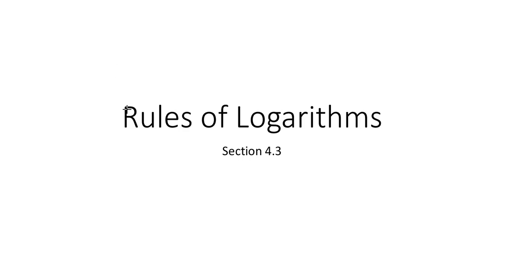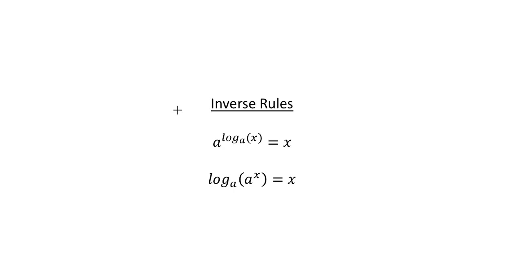Hello. Today we're going to be looking at section 3.4, which covers different rules for logarithms. So let's go ahead and take a look at our first rule. We have the inverse rules, and these state that the exponential function and the logarithmic function are inverses of each other, and this shows how they cancel each other out.